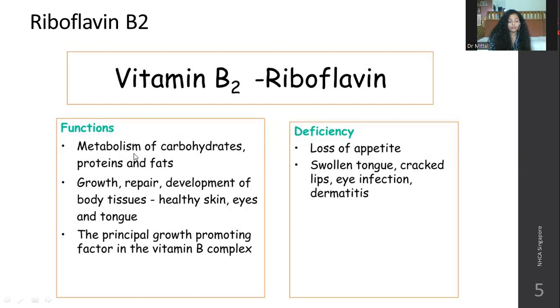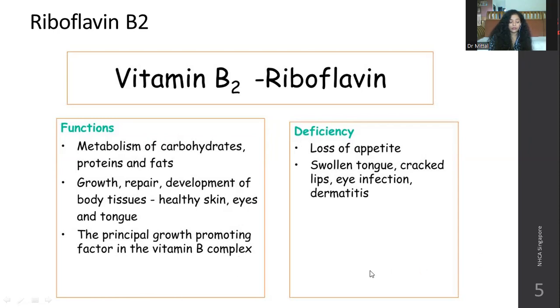Functions of riboflavin: again, metabolism of carbohydrates, proteins, and fats. Thiamine was only used for the metabolism of carbohydrates, but riboflavin is important for the metabolism of carbohydrates, proteins, and fats as well. Growth and repair and development of body tissues, healthy skin, eyes, and tongue. It is the principal growth promoting factor in the vitamin B complex, and is very important for growing children, for their growth and development.